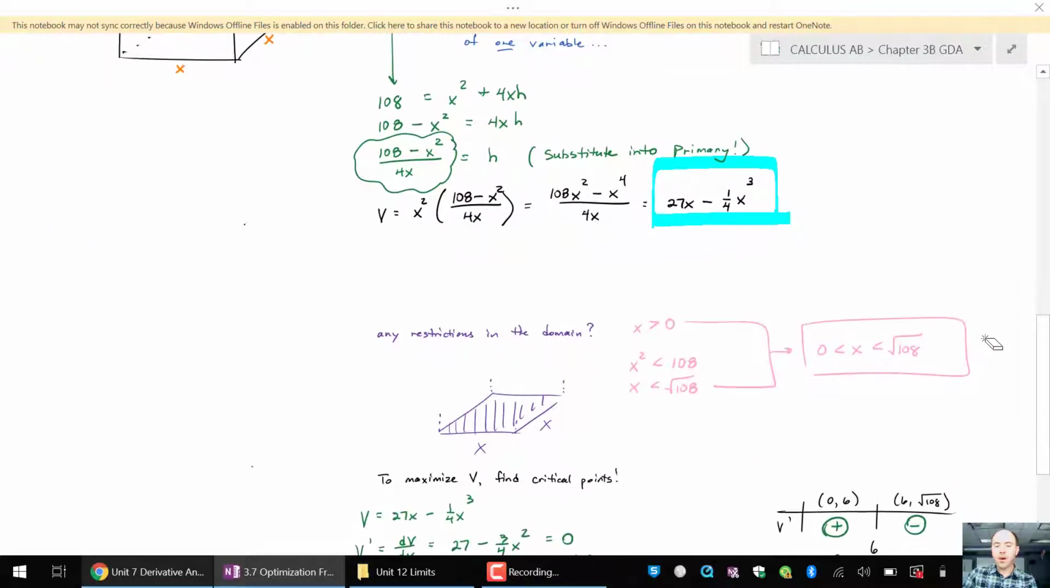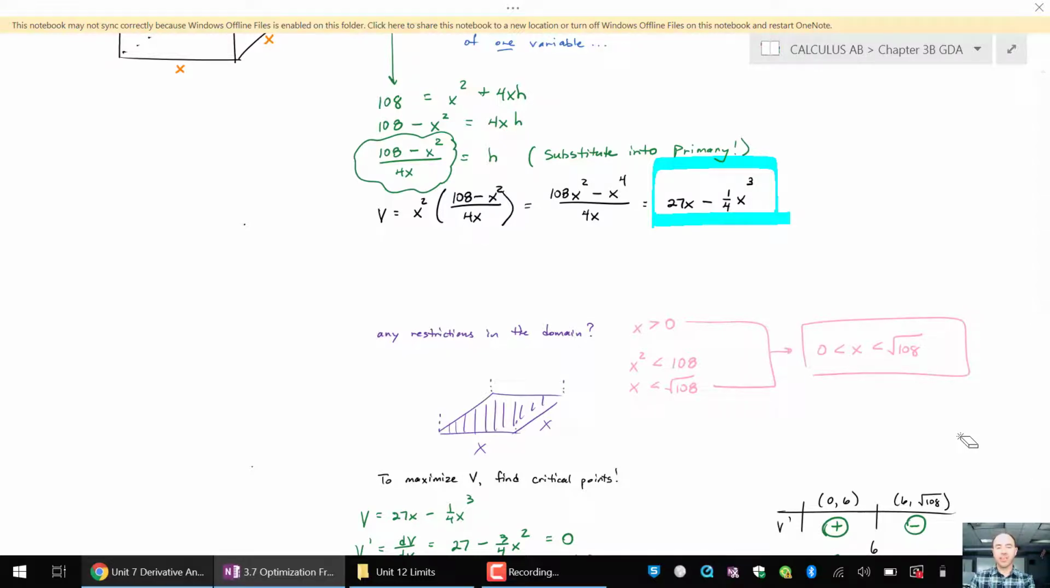It's always good to know if we have any kind of restrictions on the domain. In this case here, of course, we have to have a positive dimension, so I can't have an x dimension that's less than 0. But then also the square base, the x squared, has to be less than 108, since I have 108 square inches for the entire surface area of the box. So keep in mind that my valid x solutions, my valid dimensions, must fall between 0 and the square root of 108.